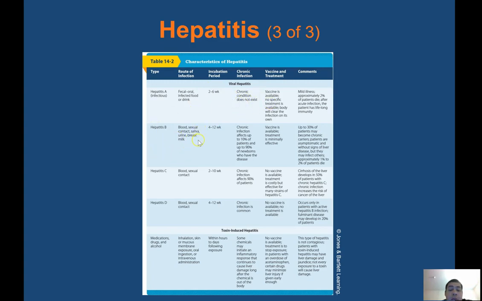Hepatitis B: blood, sexual contact, saliva, urine, breast milk. And then Hep C: blood, sexual contact. Hepatitis D: blood, sexual contact. The only way you actually get hepatitis D is if you already have hepatitis B.